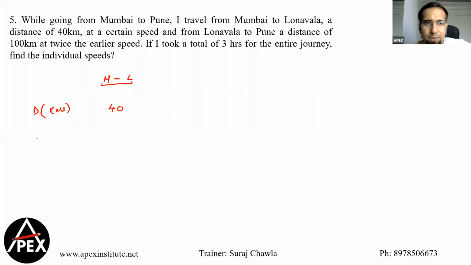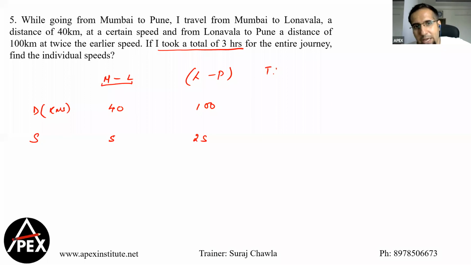And at a certain speed. Now I do not know at what speed I'm traveling. Let's say that is at a speed of s. Now, from Lonavala to Pune, I'm continuing my journey, which is a 100-kilometer stretch at twice the previous speed, that is 2s. Now, the question is talking about if I took a total of 3 hours for the entire journey, which means the total time taken is 3 hours. So, I can say the time taken to travel from Mumbai to Lonavala plus the time taken to travel from Lonavala to Pune is equal to 3 hours.